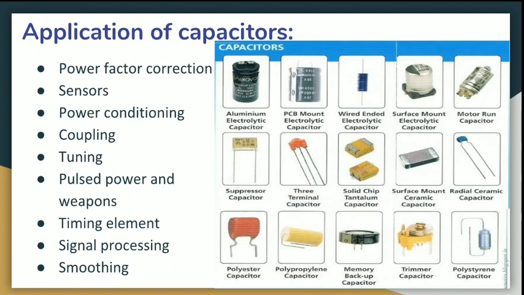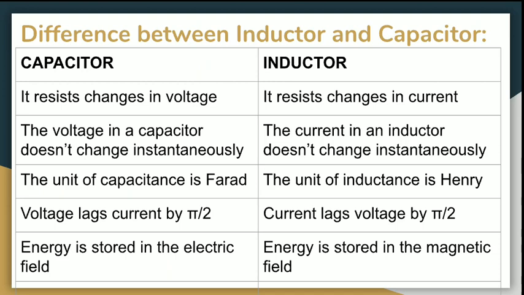Power factor correction, sensor, power conditioning, coupling, tuning, pulsed power and weapons, timing elements, signal processing, smoothing. These are the applications of capacitors. Types of capacitors are listed below. Aluminum electrolytic capacitor, mount electrolytic capacitor, wire-ended electrolytic capacitor, surface mount electrolytic capacitor, motor run capacitor, suppressor capacitor, three-terminal capacitor, solid-state tantalum capacitor, surface mount ceramic capacitor, radial ceramic capacitor, polyester capacitor, polypropylene capacitor, memory backup capacitor, trimmer capacitor, polystyrene capacitor.